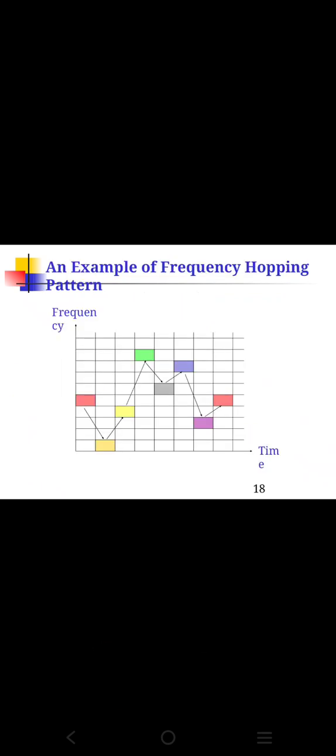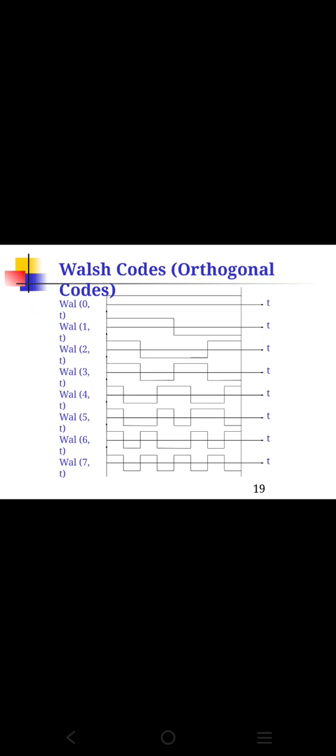So this is an example of frequency hopping, where the frequency is hopped, that is changed from one to another with time. So when you are going for orthogonal codes, this shows how the codes are varied.